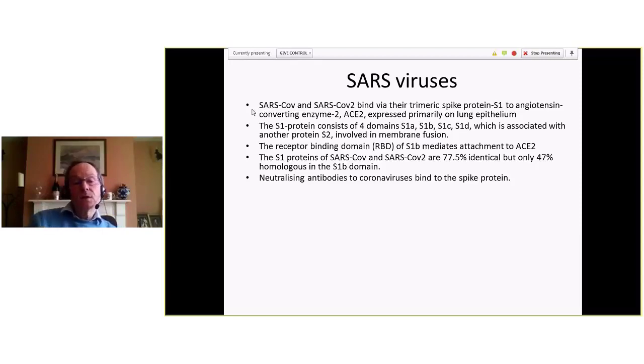As the angiotensin converting enzyme 2 is part of the renin system, and it's interesting, I've noticed that one of the risk factors for the infection is high blood pressure.